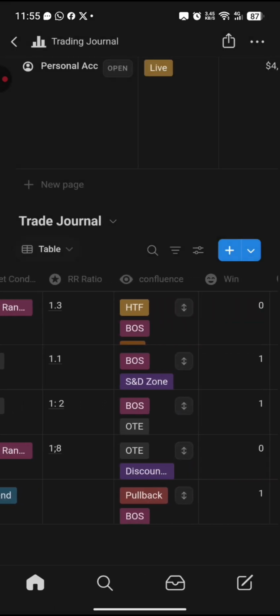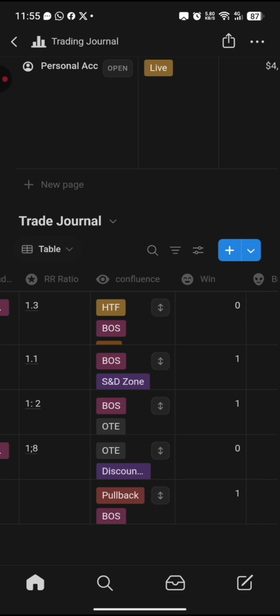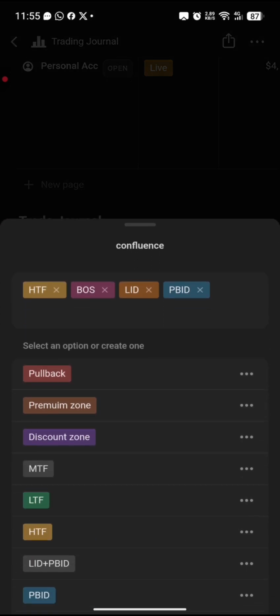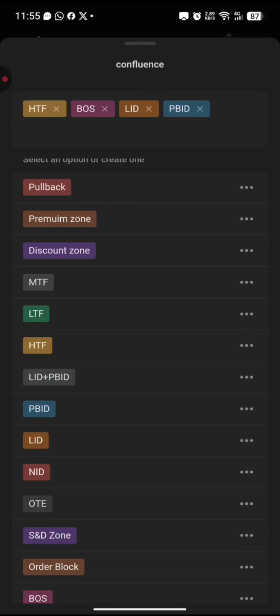Then we also come to the reward ratio. That will be 1:3, or 1:1, or 1:2, 1:8, whatever it is. Then we also have the confluence. What are some of the confluences that we are going to be looking at? I will talk about this more when we go to the playbook, because these are all the things I'm going to be looking at before I take the trade.